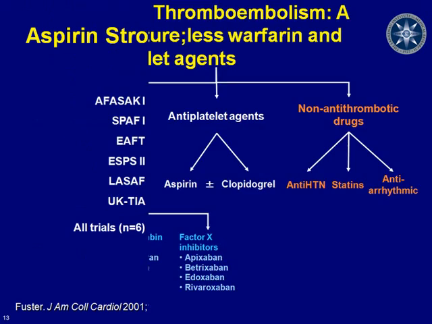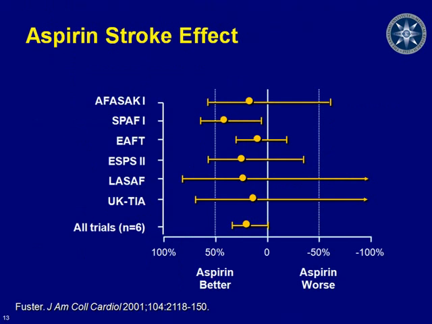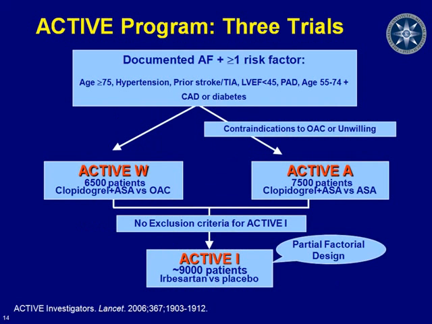Next slide shows the effect of aspirin versus placebo in patients with atrial fibrillation, which in aggregate reduces stroke by 26%. The only trial that showed a statistically significant reduction was the STAT1 trial. Next slide. The ACTIVE program compared clopidogrel and aspirin versus aspirin, and clopidogrel and aspirin versus oral anticoagulation.